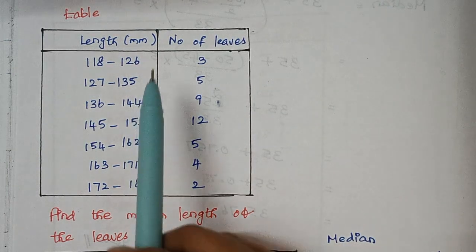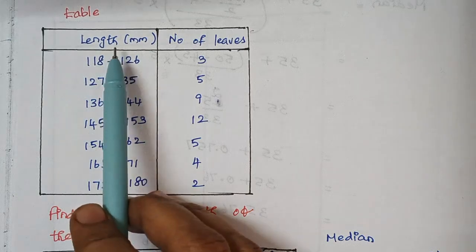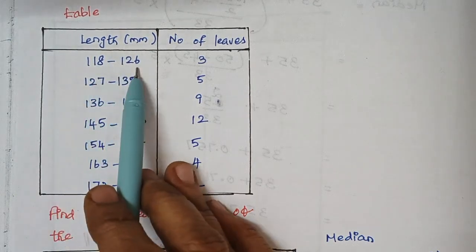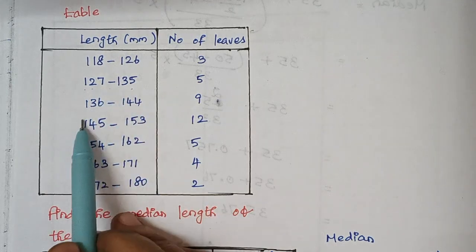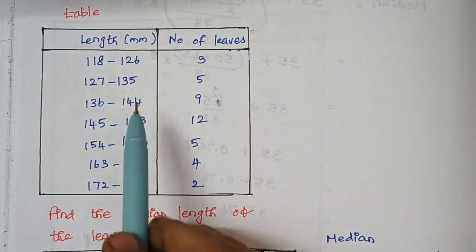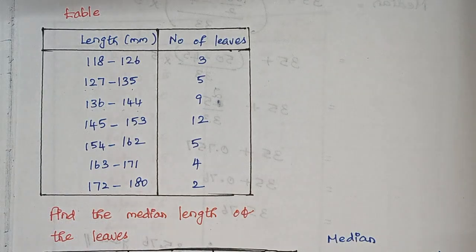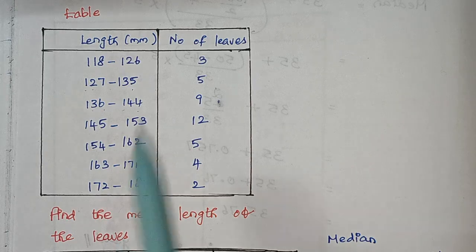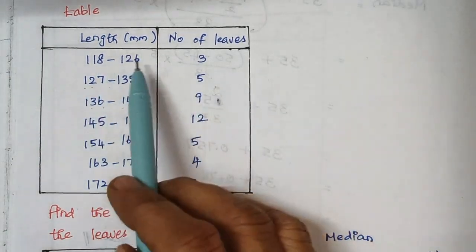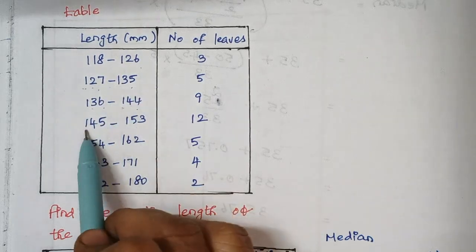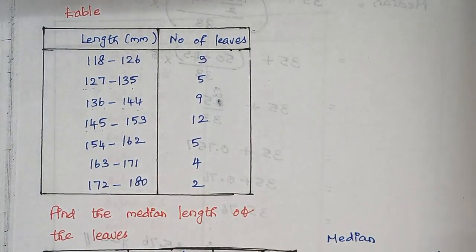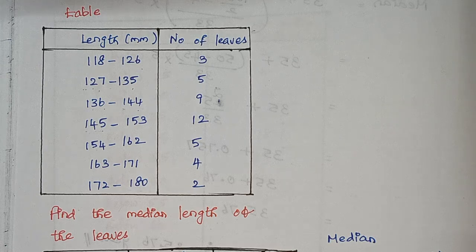Here you see the value, look at the length. Here it is 118 to 126 and the next one is 127 to 135 and again 136 to 144. Whenever class intervals are given, there should be a relationship between them. But here they are totally different, right? Here it is 126 and here it is 127. Again, here it is 144, and it is 145. So whenever you are provided with a table like this, you have to manage these things.